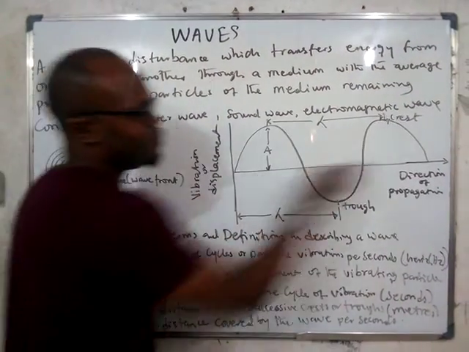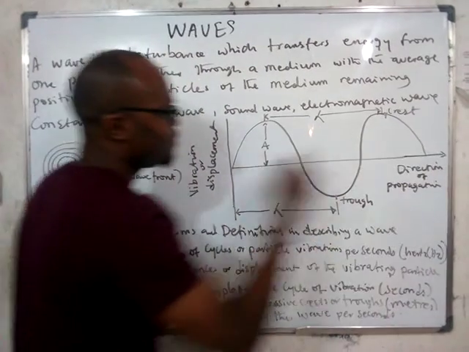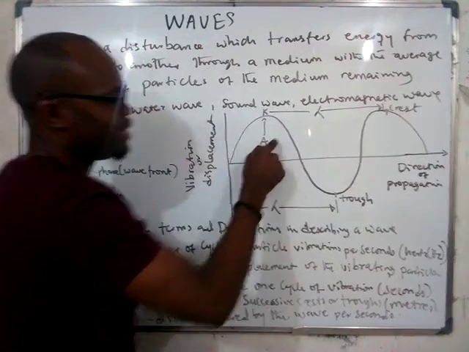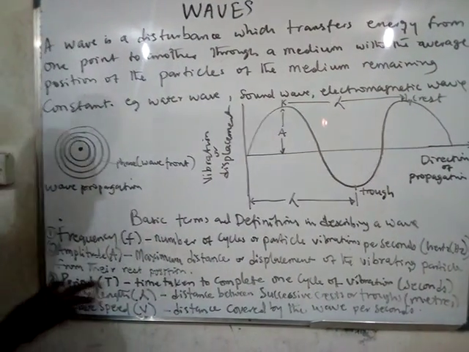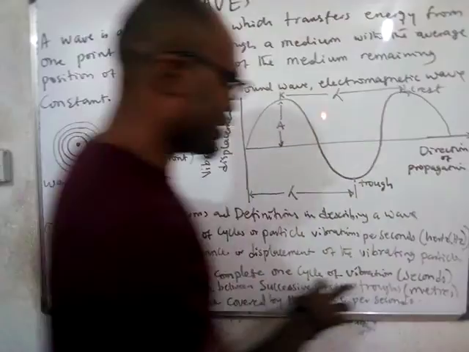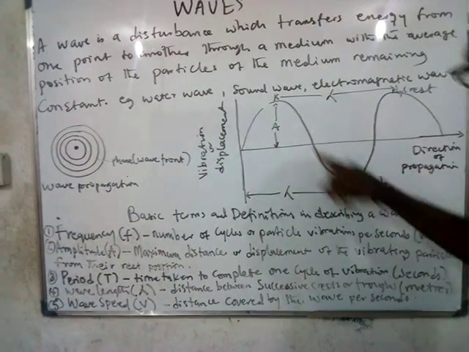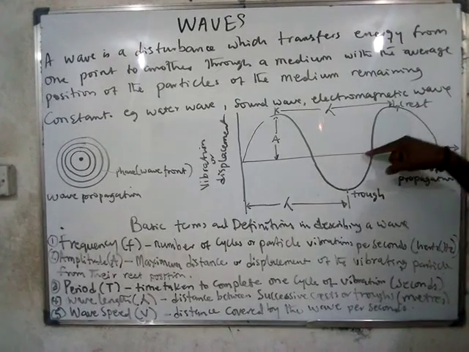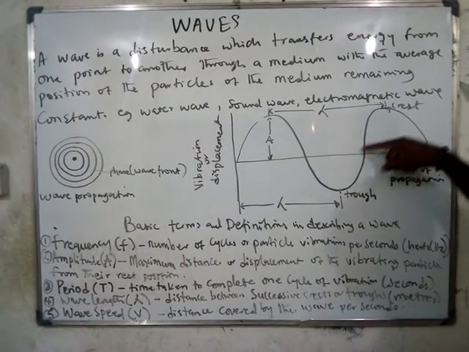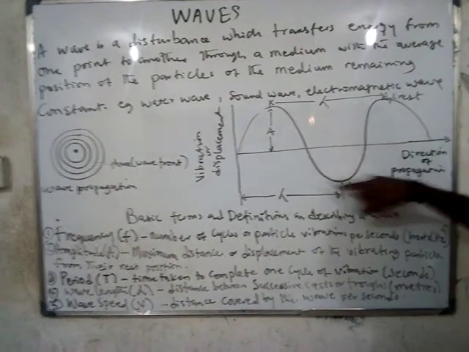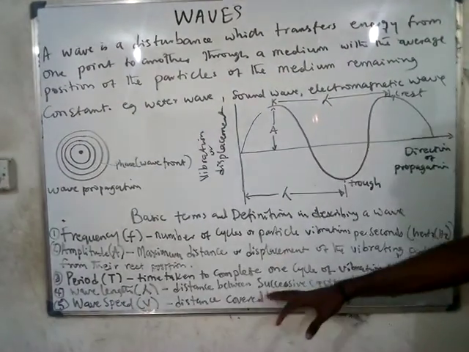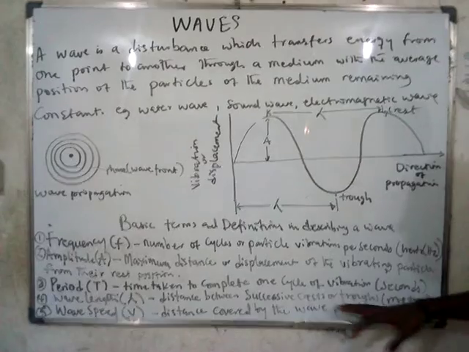Amplitude is the maximum distance or displacement of the vibrating particle from the rest position. Can you see the rest position? This is rest. So the distance from the maximum to the rest is known as amplitude. Is that clear? Yes. Period is the time taken to complete one cycle. This is one cycle, like I told you. This is half of a cycle, is it not? Yes. This is another half of a cycle. So a complete cycle is like this. The time it will take to make this movement is known as what? Period T.